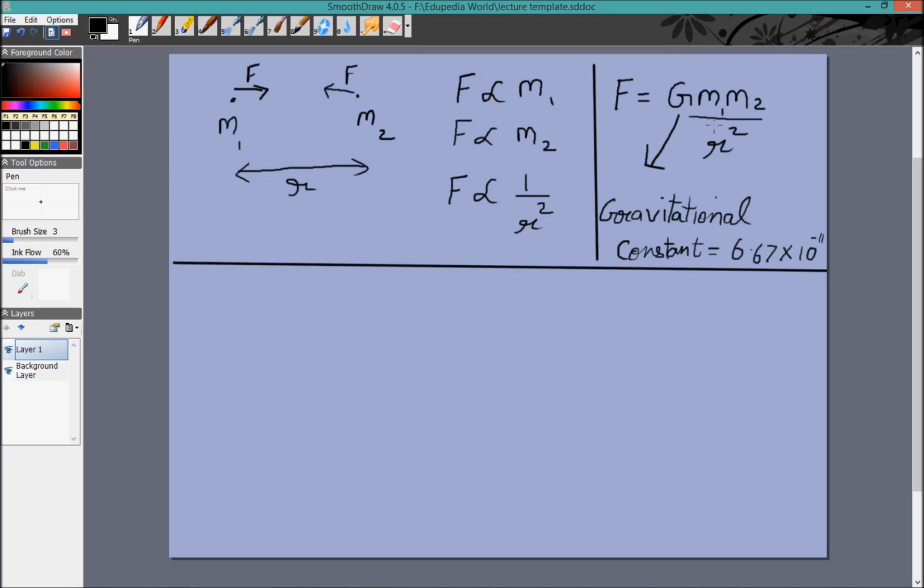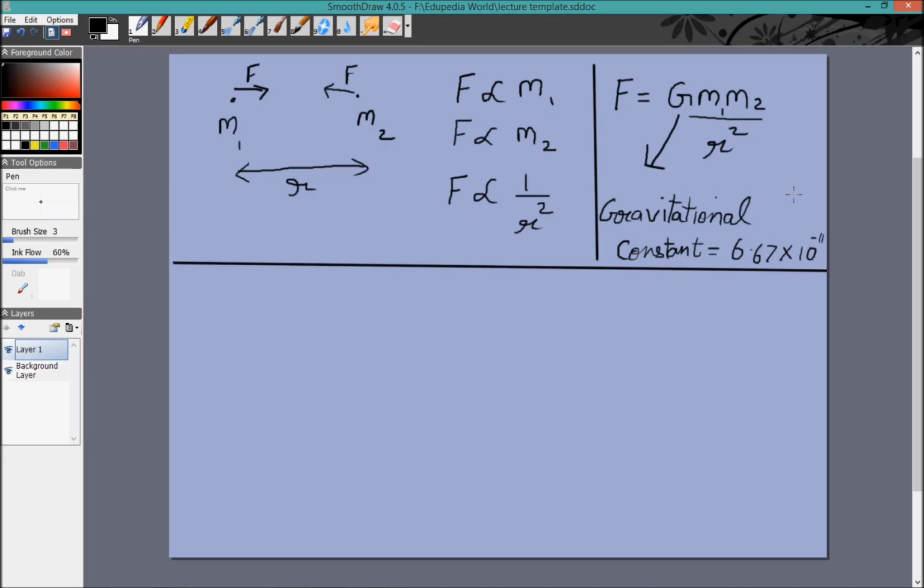So this means that if we have two objects whose masses are 1 kilogram each and they are separated at a distance of 1 meter, then they will attract each other with a force of 6.67 into 10 to the power minus 11 newtons. Now that's a very small force, and that's why we generally do not see gravitational forces when we are dealing with everyday objects because the gravitational constant is just too small.